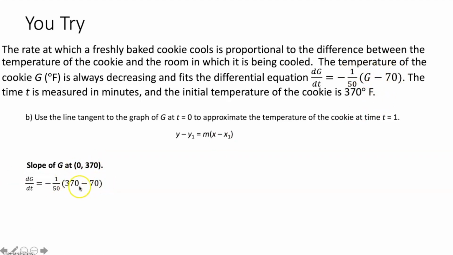We then simplify this. 370 minus 70 is 300 times negative 1/50, which is going to give you negative 6 degrees Fahrenheit per minute. That's going to be the rate at which your cookie is cooling at time t equals 0, when the temperature is 370 degrees.